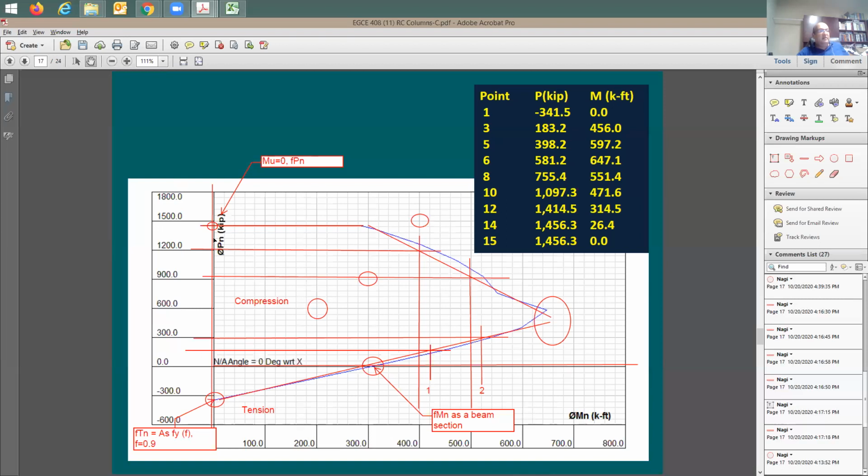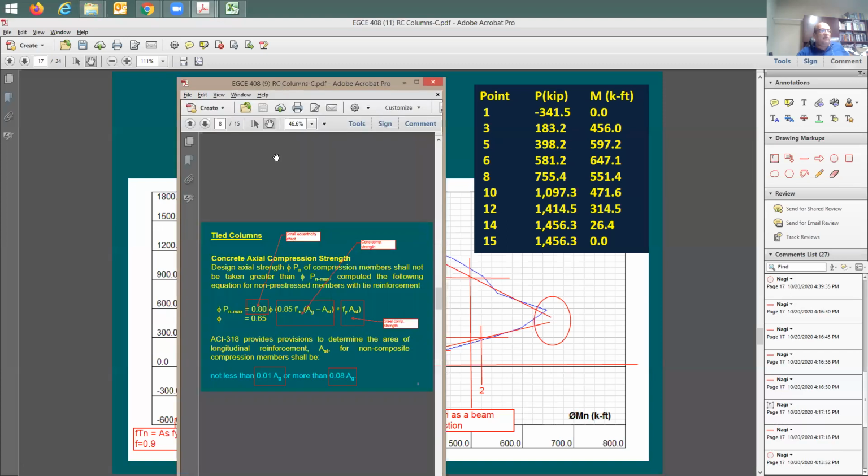Okay. 5 points that I need to be able to figure out if I'd like to do this interaction diagram. The first point here is going to happen when you have only axial load acting on the column, and they have what? Only axial load and no moment. I said, yeah, I understand this one. I have done it before. Where is this point and what's the equation for it? I'm going to say this is going to be the equation for this point.